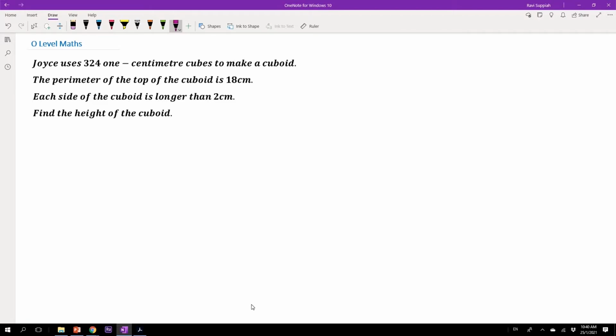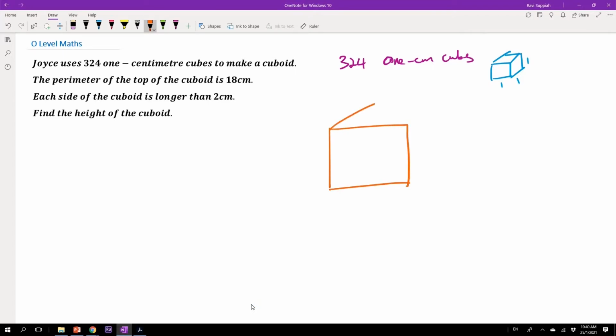Okay, so let's draw this first. So we have 324 1 centimeter cubes. Each dimension of these small cubes is 1 centimeter. They are used to create a bigger cuboid. So let's draw this over here. Now for this bigger cuboid, let's label the different sides first. So your x, y, and z.